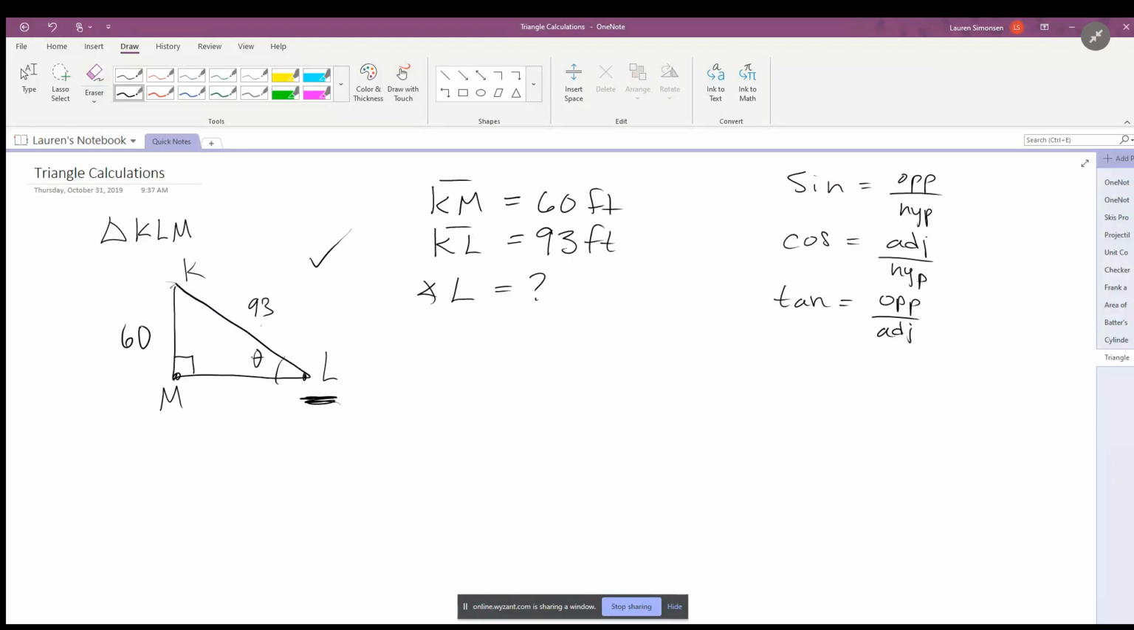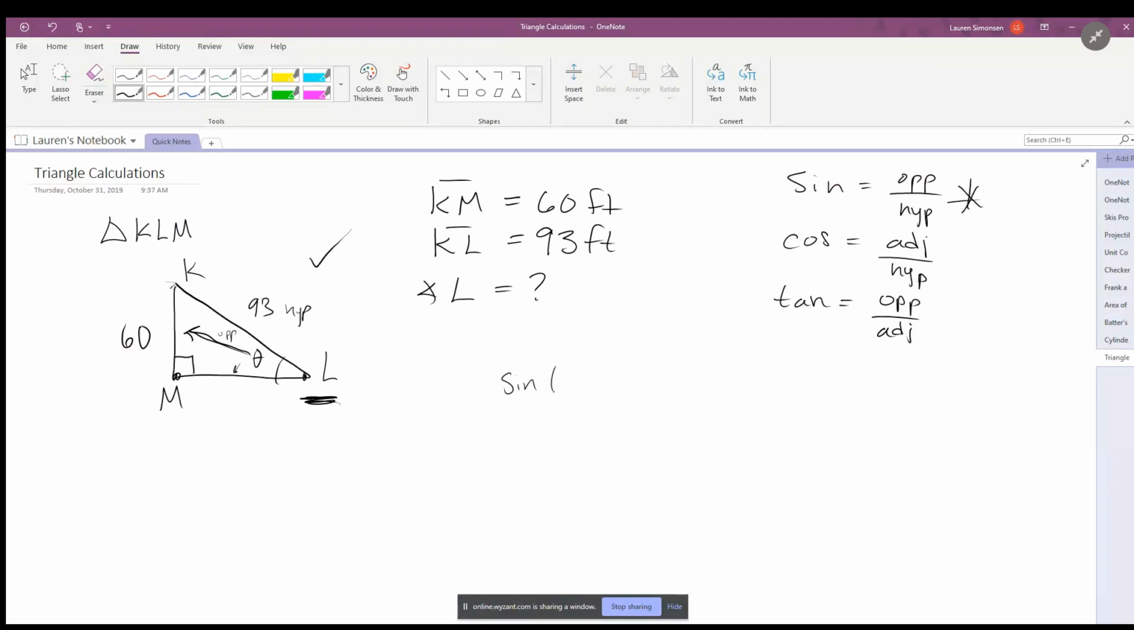We do have an opposite. Notice that it's an opposite of that angle. This would be adjacent. That would be adjacent. But this one is opposite. And we also have a hypotenuse. The hypotenuse is always opposite of the 90 degrees. So we have an opposite and we have a hypotenuse. So we are going to use the sine function.